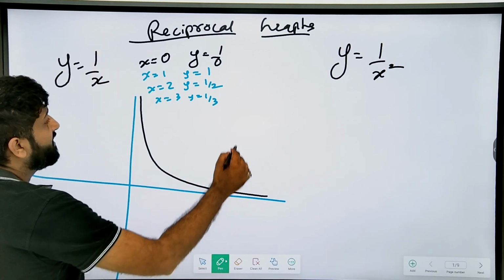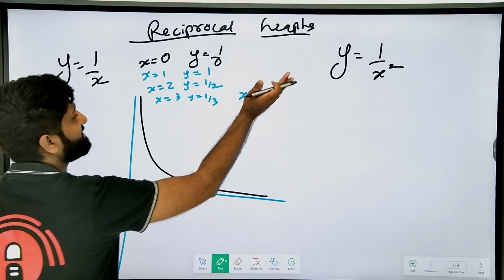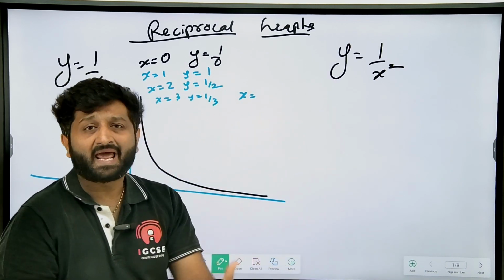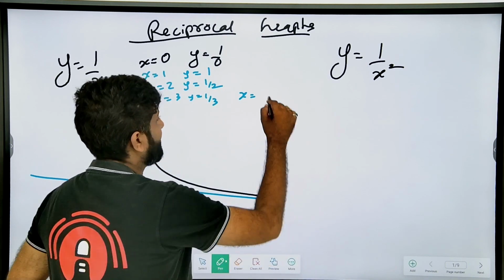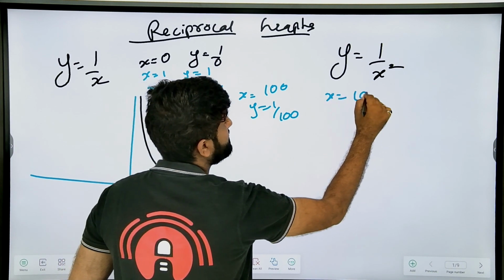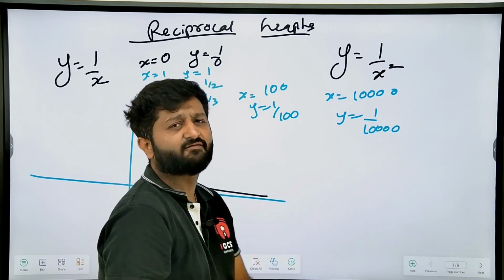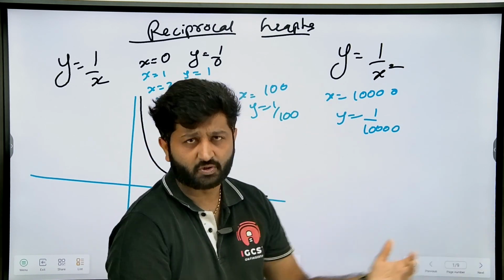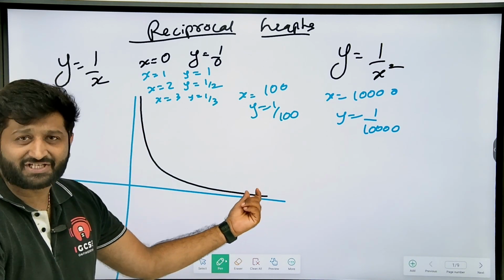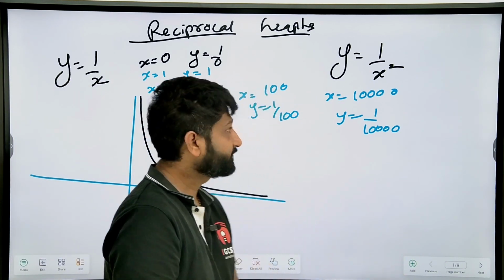Even in the same way, when x is infinity, y is going to be 0. Right? Why? Because when x is a very large value, maybe 1 lakh, y is going to be 1 over 1 lakh. When x is 100, y is going to be 1 by 100. When x is 1000 or 10,000, y is going to be 1 over 10,000. So 1 over 10,000 means a very small value, which is close to 0. Right? So even in this case, the graph is not supposed to touch the x-axis. Why? Because it is never 0. It reaches towards 0.